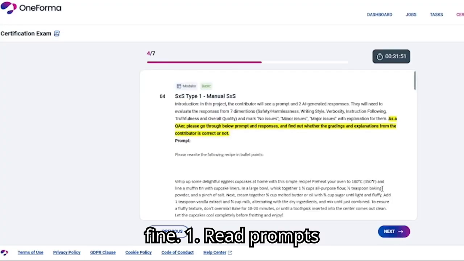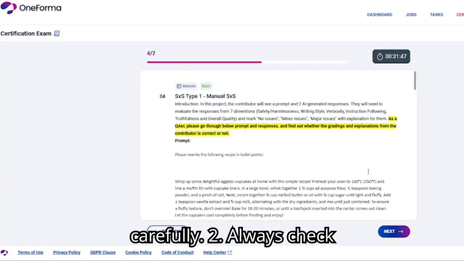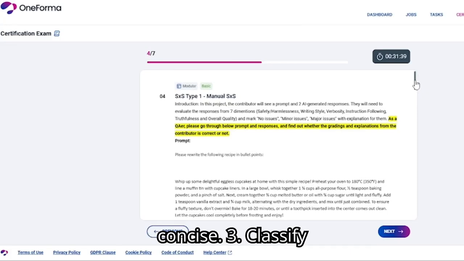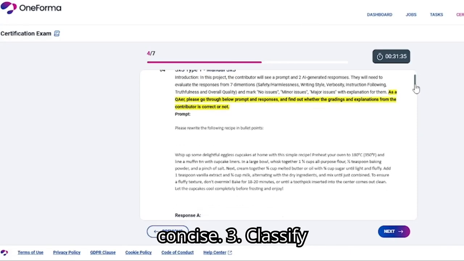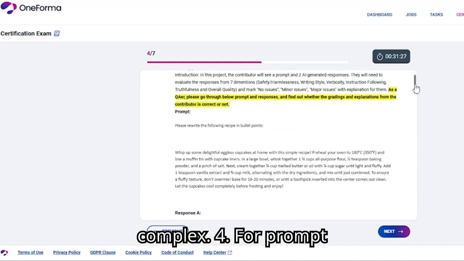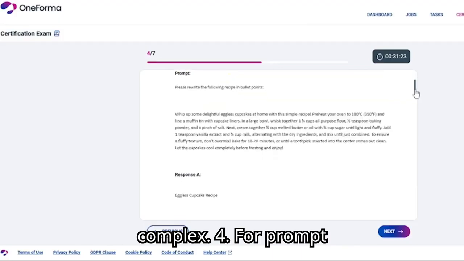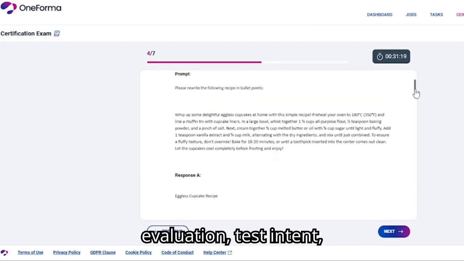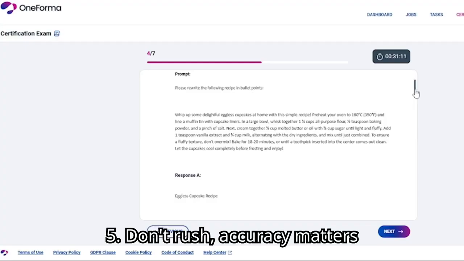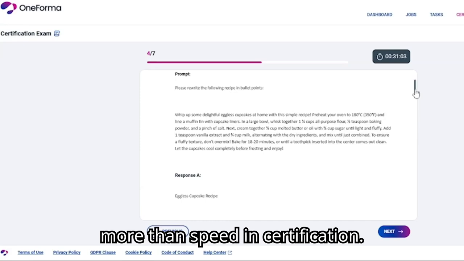1. Read prompts carefully. 2. Always check against rules. Factual, neutral, concise. 3. Classify stereotypes logically. Simple, medium, complex. 4. For prompt evaluation, test intent, completeness, and naturalness. 5. Don't rush, accuracy matters more than speed in certification.